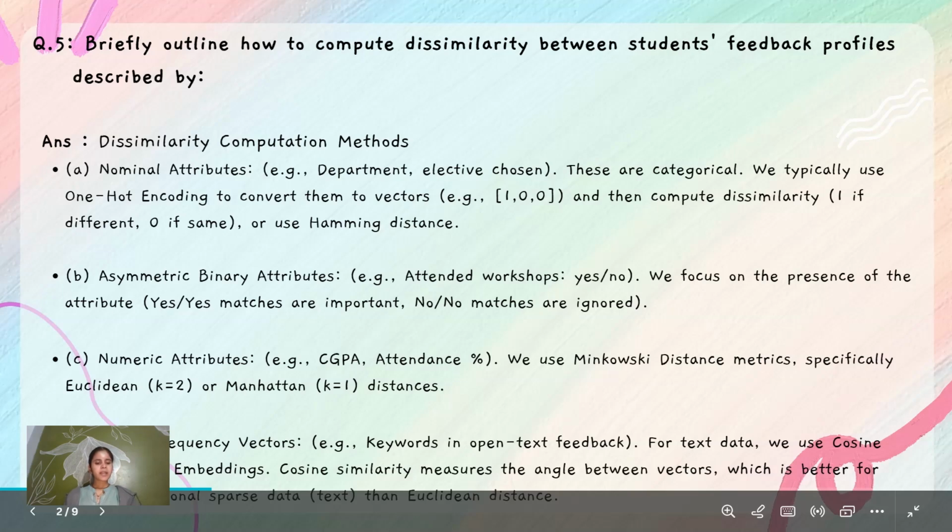In D, term frequency vector, example: keywords in open text feedback. For text data, we use cosine similarity and embeddings. Cosine similarity measures the angle between vectors, which is better for high dimensional sparse data like text than Euclidean distance.